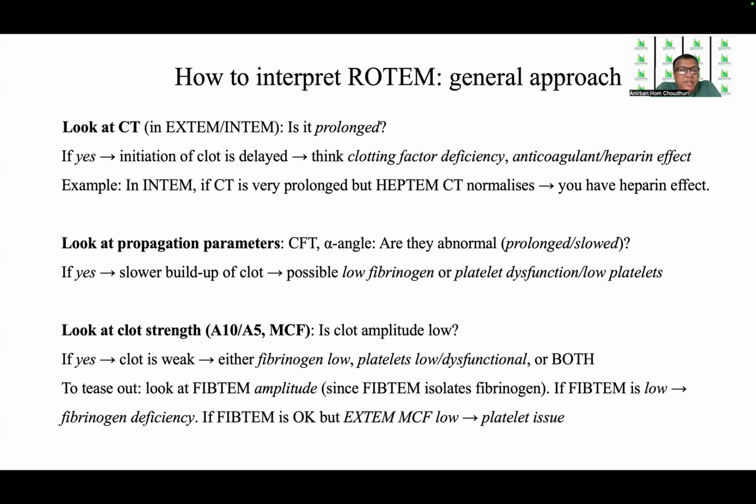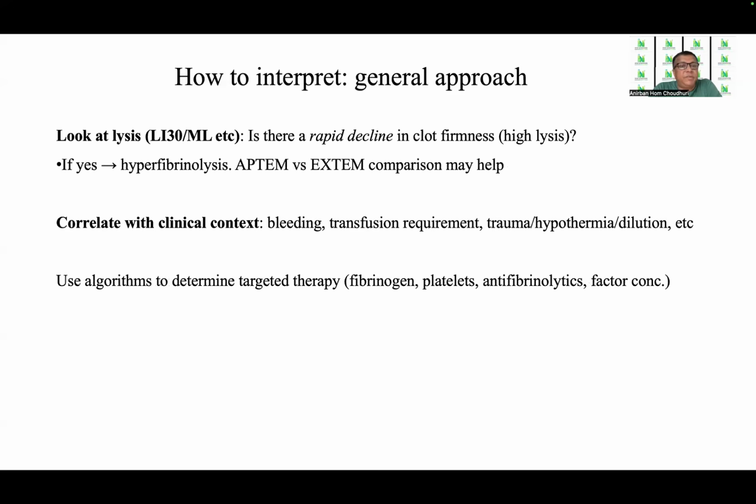Next, we look at the clot strength, that is amplitude 10 or amplitude 5, and the maximal clot firmness. Is the amplitude low? If the amplitude is low, then it means the clot is weak, either fibrinogen is low or platelets are low or dysfunctional or both. To tease out, we will have to look at the FIBTEM then, because it isolates the fibrinogen level. If A15 is low, then it shows that there is fibrinogen deficiency. If A15 is okay, but EXTEM MCF, maximal clot firmness, is low, then it indicates that the issue is with the platelets. Either we will have a platelet deficiency or poor quality of platelets.